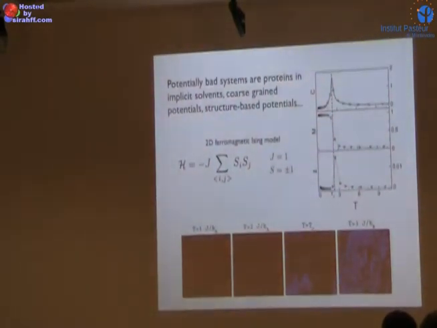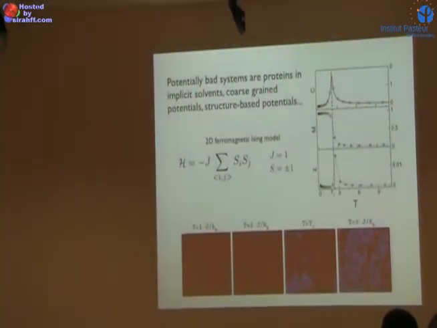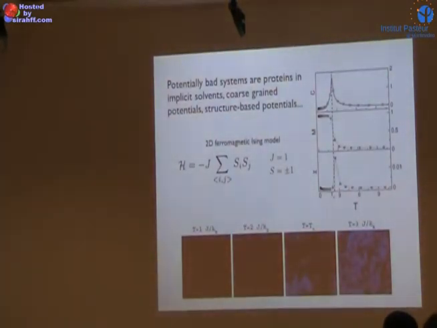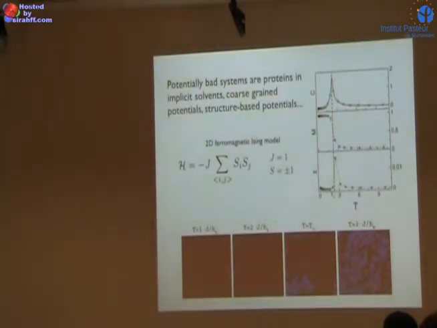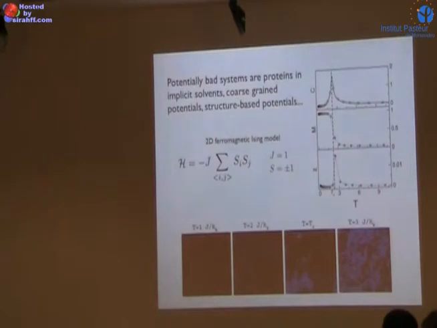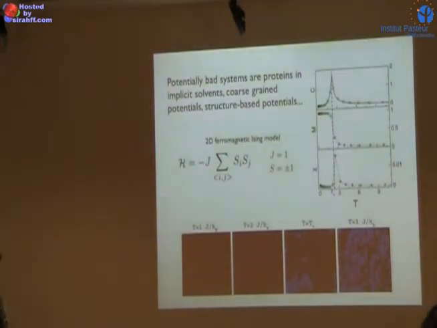This is an extremely used potential to describe the mechanism of folding and many other things. And this is one of those kinds of potential that has a phase transition, a peak in the specific heat at what's called the folding temperature. So if you want to do replica exchange with this kind of system, you have to optimize the distribution of temperatures in this particular range.